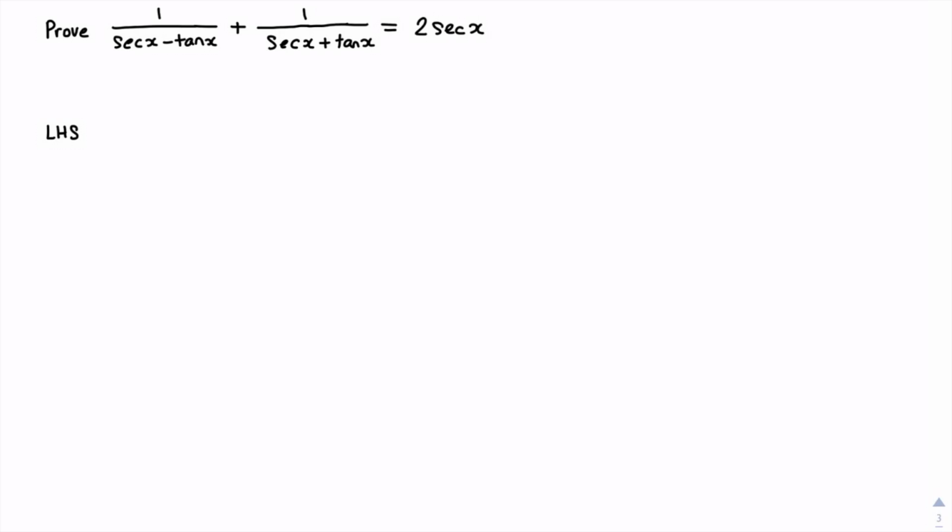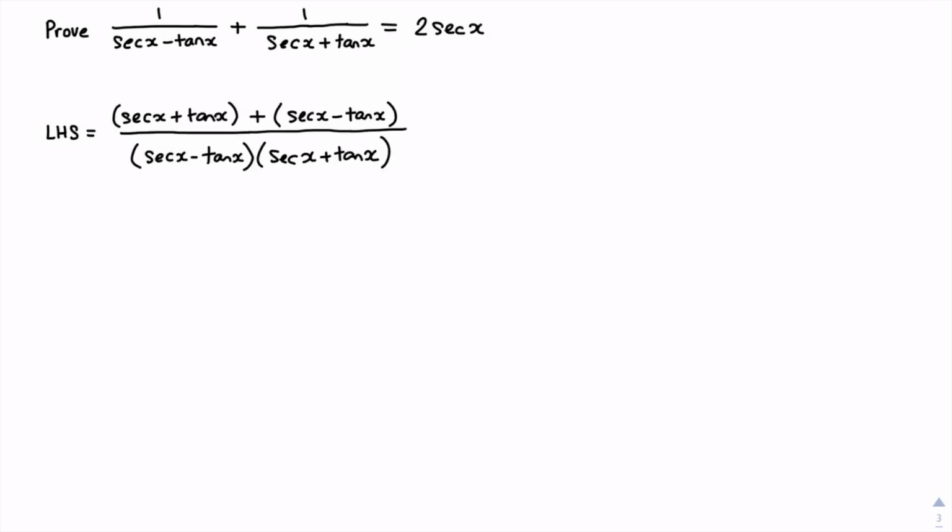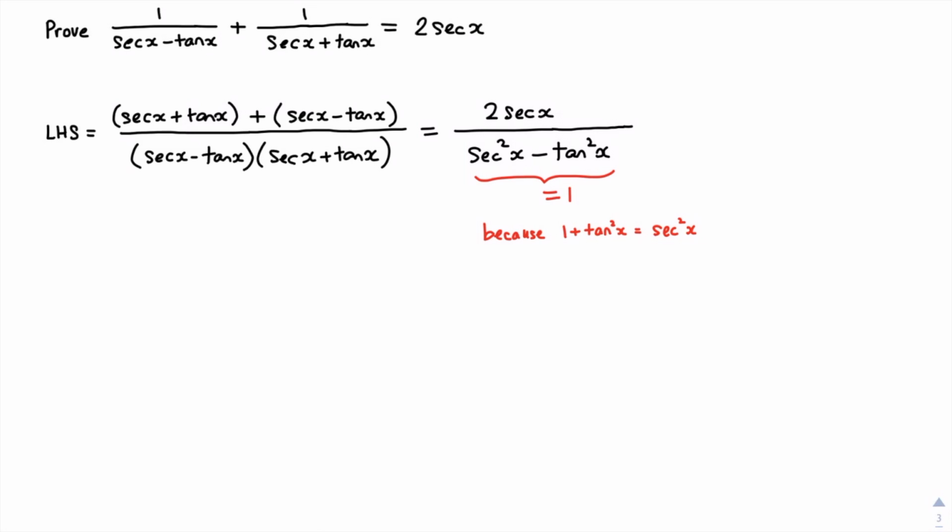So the natural thing to do is to combine the two fractions, take a common denominator, and so the numerator now becomes secant x plus tangent x on the one hand, and on the other side secant x minus tangent x. The numerator can be simplified: you notice that the tangent x's cancel, and so it becomes 2 secant x. For the denominator, you can expand this out, and so this is secant square x minus tangent square x. And then the last thing to note is that secant square x minus tangent square x is actually equal to 1 because of this identity, 1 plus tangent square equals secant square, and therefore we get the right-hand side.